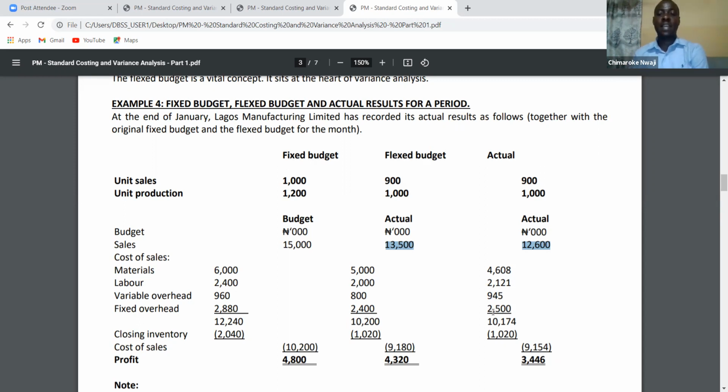So you see here that this is now far worse than the fixed budget. Now you need to explain. Because they are far worse, your profit now became smaller than the budgeted. So it means that your budgeted profit was no longer 4.8 because you used a higher standard, which is a fixed one. When you brought it down to the level of comparison with the actual, your budget became 4,320,000 profit. Now you are making 3,446,000 profit. Why? You need to explain.